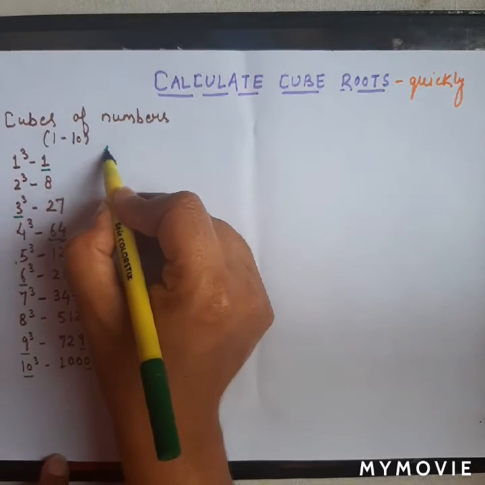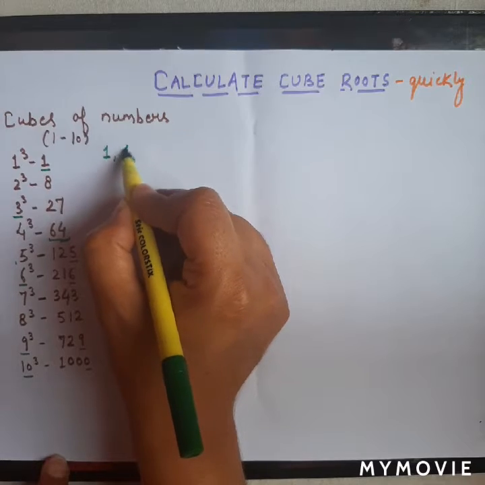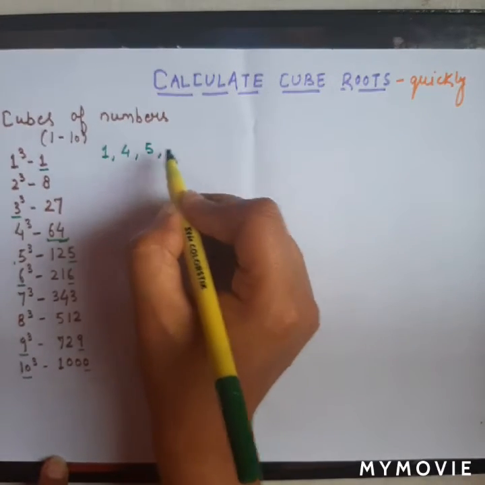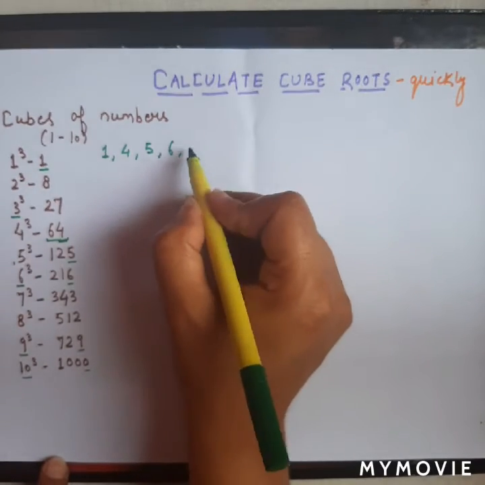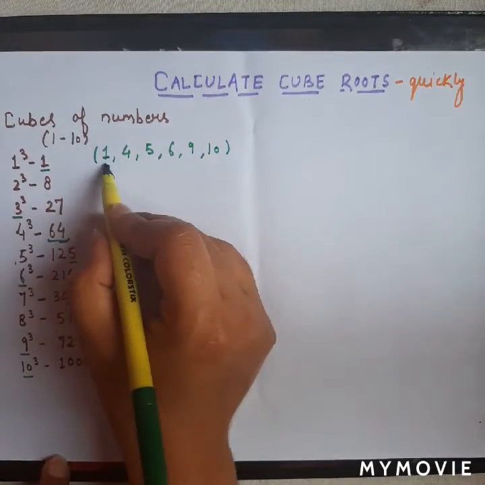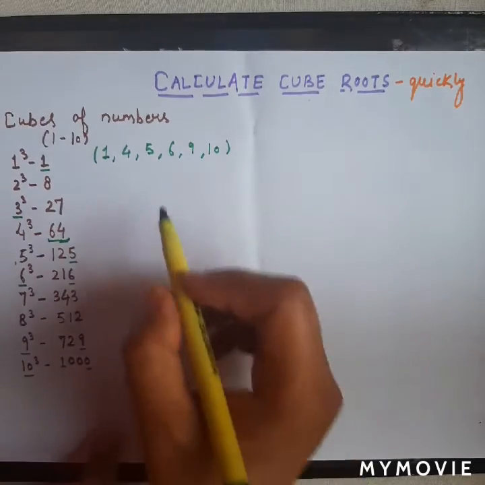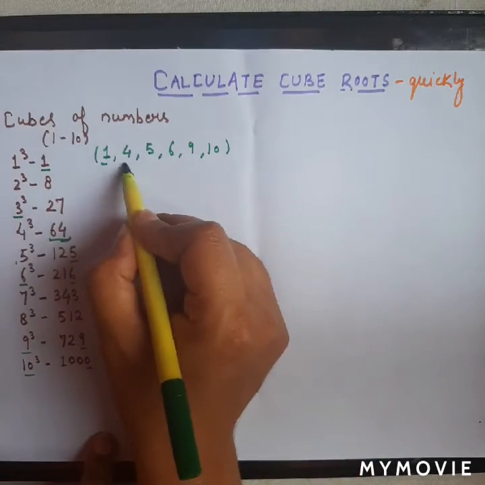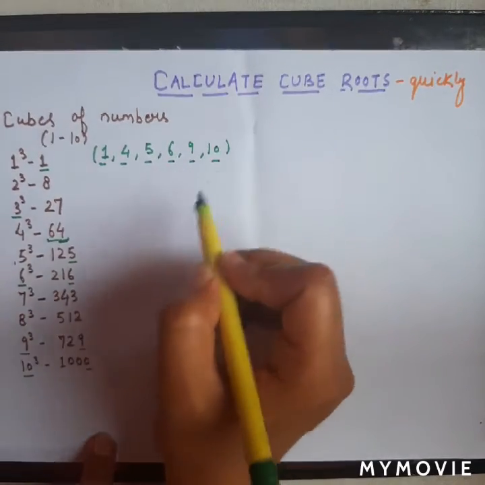So we have the numbers 1, 4, 5, 6, 9 and 10. These are the numbers whose cubes will always have the unit digit of these same numbers, right?